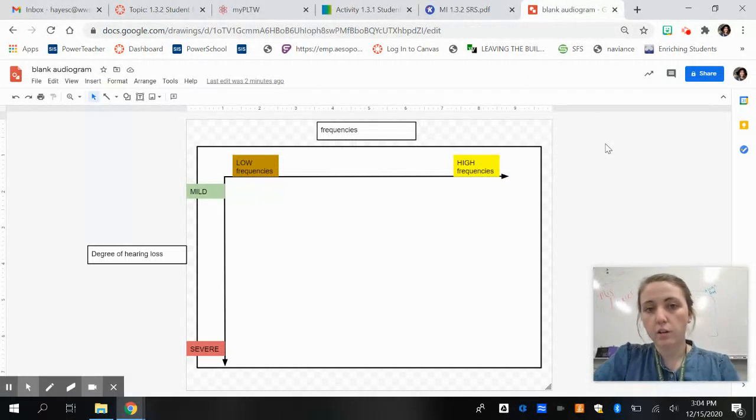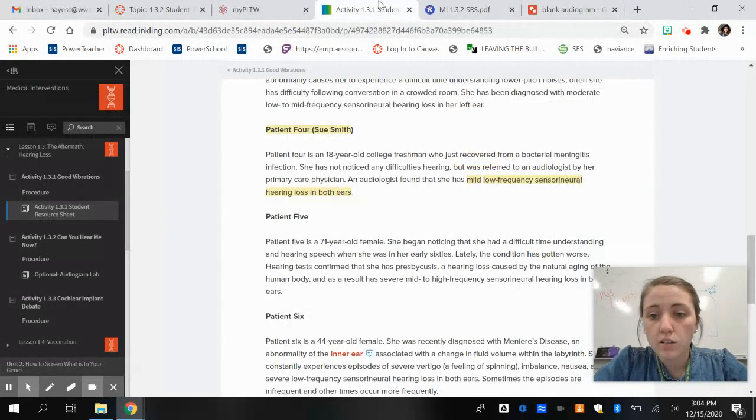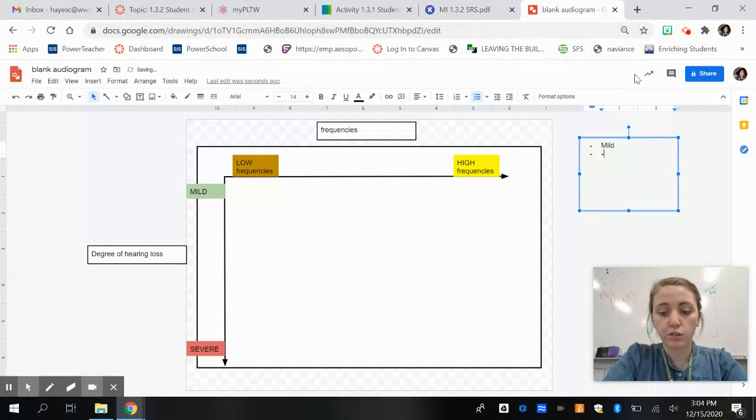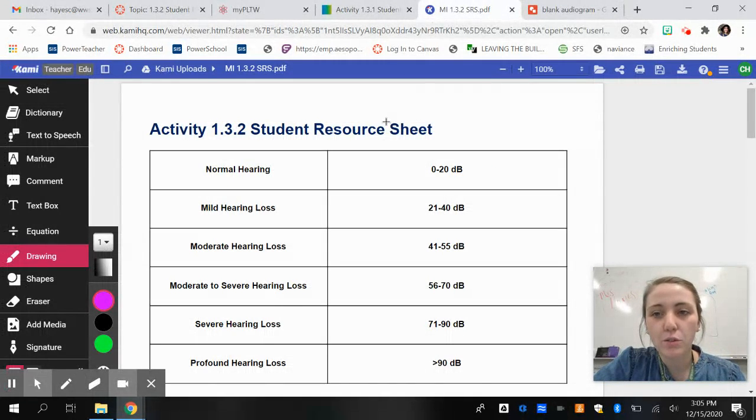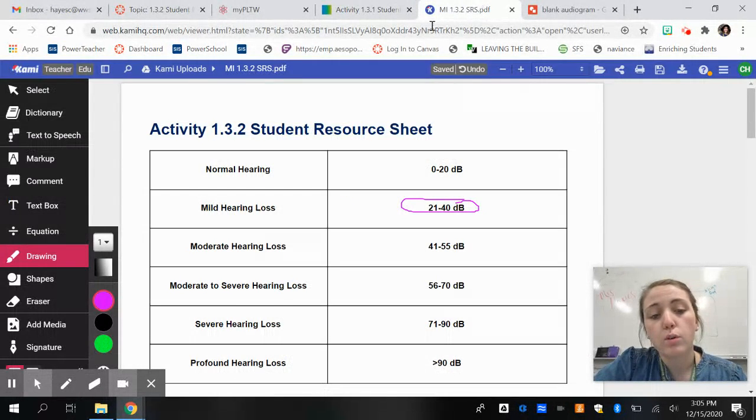So I made this diagram to hopefully help you think about what we need to do for each patient. So I remember reading that Sue's hearing loss is mild. It's also at a low frequency and that it's sensory neural, not noodle. Okay, so if I go to this, we know that she has mild hearing loss, which this says is around 21 to 40 decibels. And I believe the hearing loss is in both ears. So we're looking for mild hearing loss in both ears.